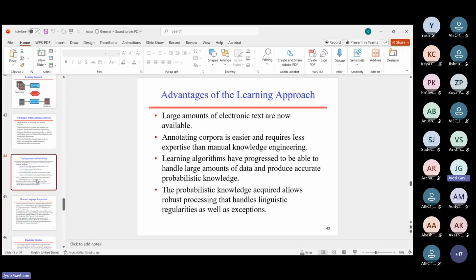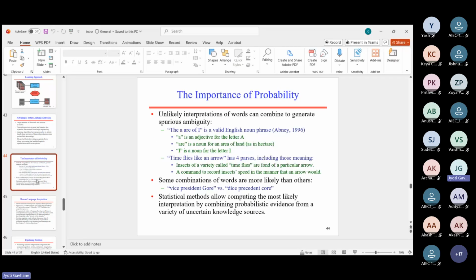The importance of probability: as you know, probability and the different terms called permutation, combination, okay, and where probability is used. Unlikely interpretations of words can combine to generate spurious ambiguity. The AR of I is a valid English noun phrase. A is an adjective for the letter A. R is a noun for the area of land, that is, in terms of hectare. I is a noun for the letter I.